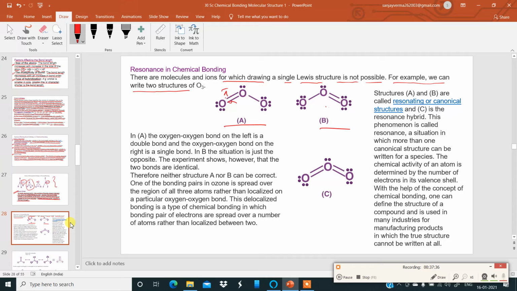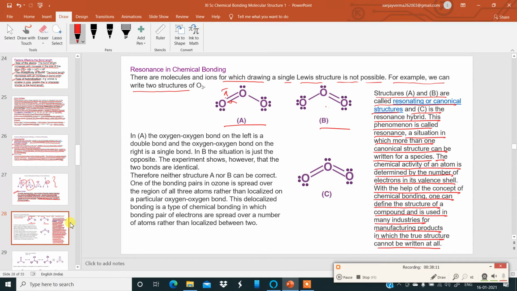Now, structures A and B are called resonating or canonical structures, and C is the resonance hybrid. This phenomenon is called resonance, a situation in which more than one canonical structure can be written for a given species. The chemical activity of an atom is determined by the number of electrons in its valence shell. With the help of the concept of chemical bonding, one can define the structure of a compound, and it is used in many industries for manufacturing products in which the true structure cannot be written at all.